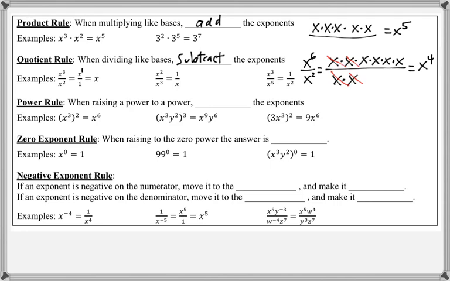Raising a power to a power, you want to multiply the exponents. So x cubed squared, or x to the 3 raised to the 2, you want to multiply those to get x to the 6. And the exponent can apply to both of them, or everything within parentheses.